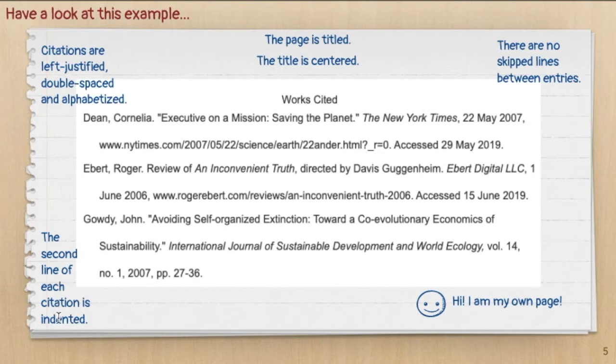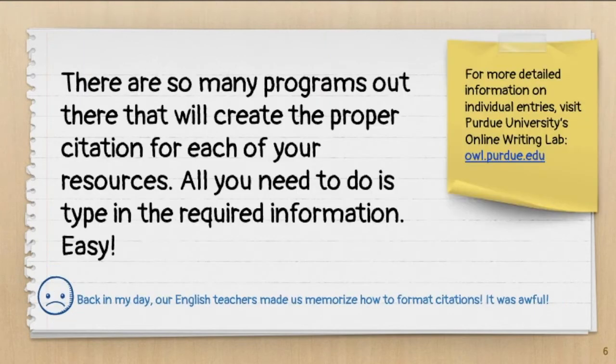The second line of each citation is indented. Look at that. So here's what's called your hanging indent. This is how we can easily see that there are 3. And of course, there are no skipped lines between entries. That double spacing continues, and there's no extra lines needed.